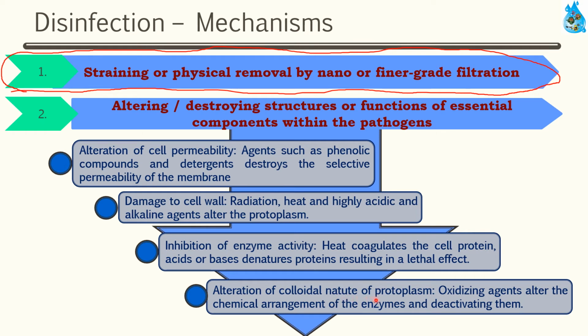Alteration of the colloid nature of protoplasm: oxidizing agents like chlorine alter the chemical arrangement of the enzymes and deactivate them. And so, after all, as rupture of the cell structure or death of the cell takes place, there will definitely be total destruction of the functioning of the pathogen. Thus the disinfection mechanism works.